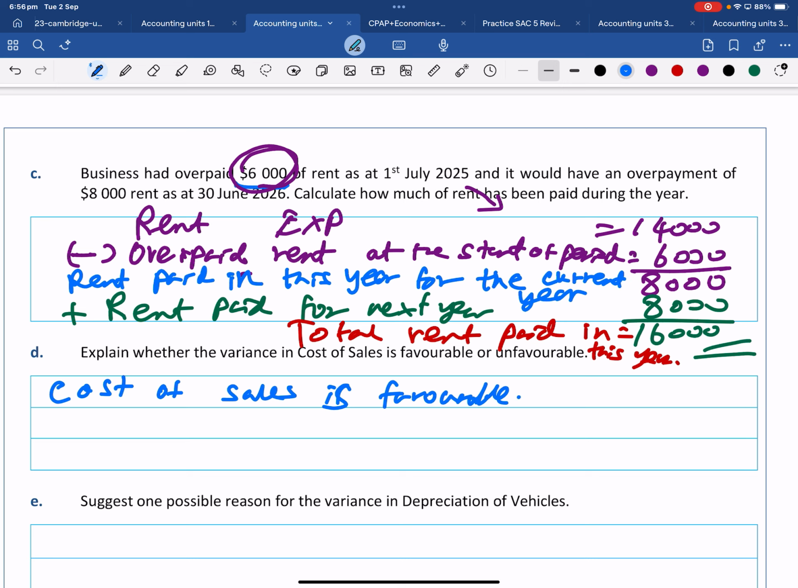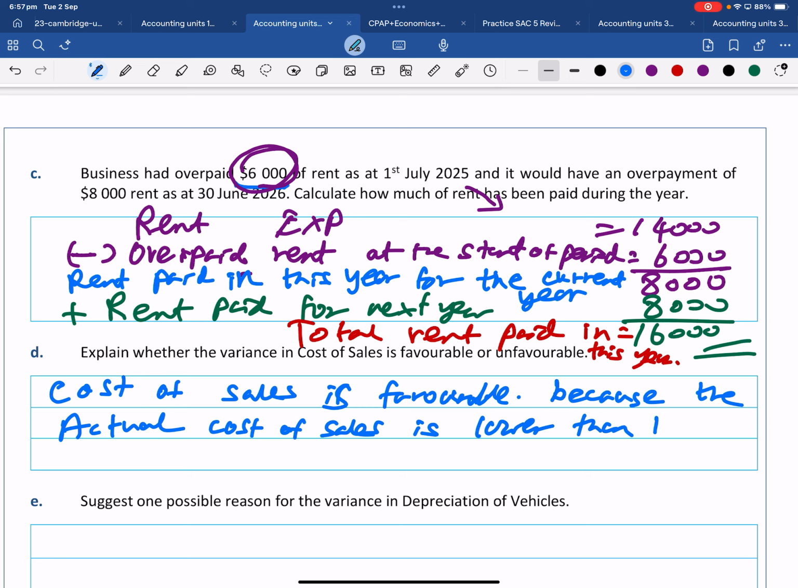Because the budgeted cost of sales is... shall we do it the other way? Guys, sorry, we'll make it the other way. Actual cost of sales is lower than the budgeted.